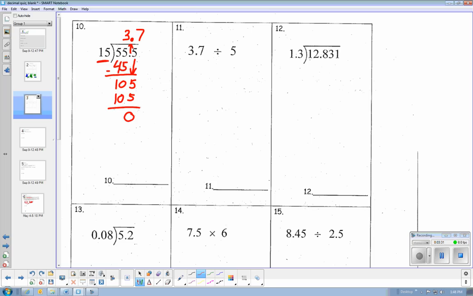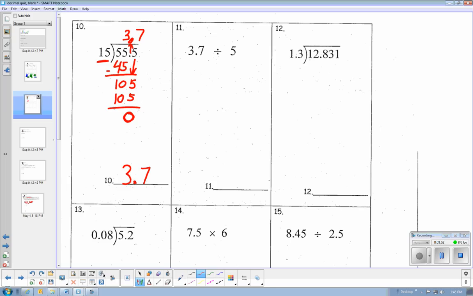And once you have 0 down there, as long as you're not missing a number before the decimal point, once you get 0 down there, then you're done. So our answer to this one is 3.7.